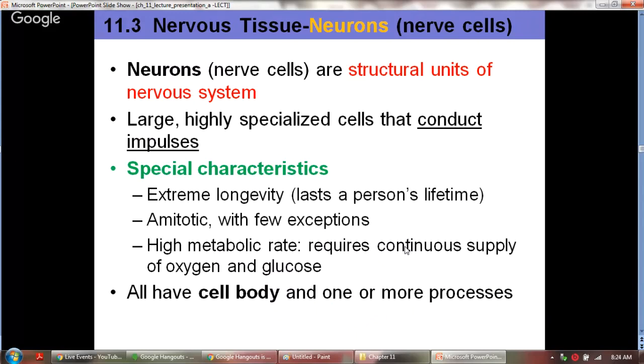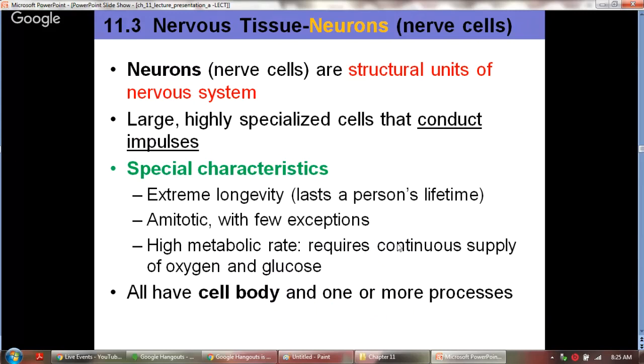It's amitotic with few exceptions. So it cannot divide. Cells divide with the mitotic process, the somatic cells, but nerve cells cannot divide. The earlier example which I mentioned is attributed to this amitotic feature, because if a nerve is damaged, it cannot divide again and make a new cell. So the patient could lose the function of the organ or the structure which is supplied by that nerve.